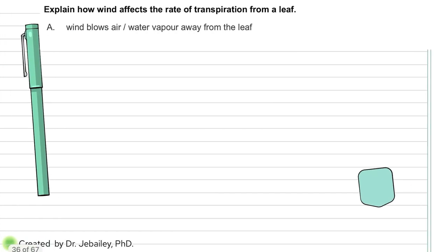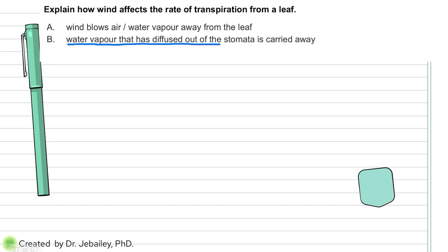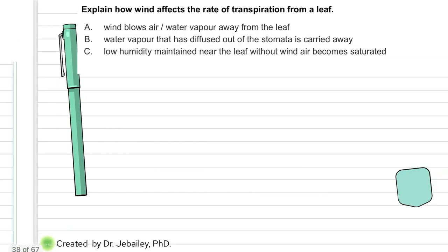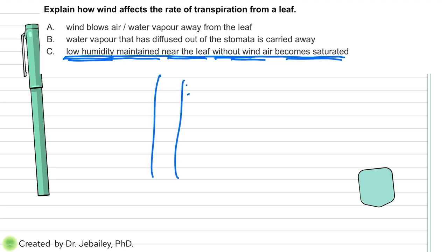So wind blows the air, water vapor, away from the leaf. Water vapor that has diffused out of the stomata is carried away. As you can see, low humidity is maintained near the leaf, whereas without wind, air becomes saturated. That means if a lot of the water that came out stays right next to the plant, it causes the humidity there to be high, so it won't allow the water to leave, simply because there was no wind going on.